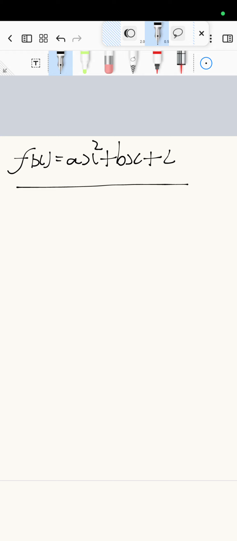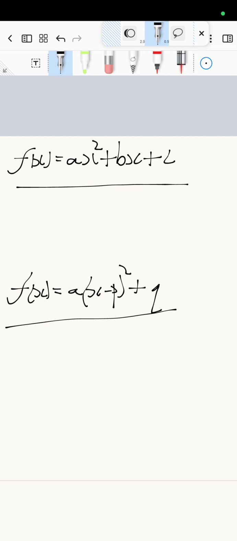You also have the form, we can keep it f of x, which looks like this: a open bracket x minus p close bracket squared plus q. This we call the turning point form, just because if you have it in that form, then you know p and q would be your turning point. Yep, so that's very nice.